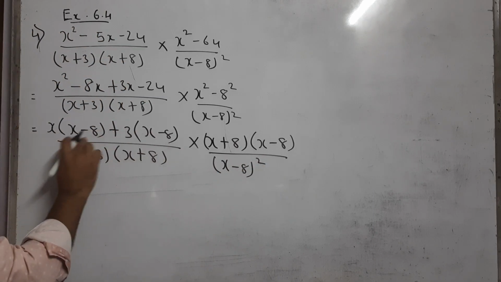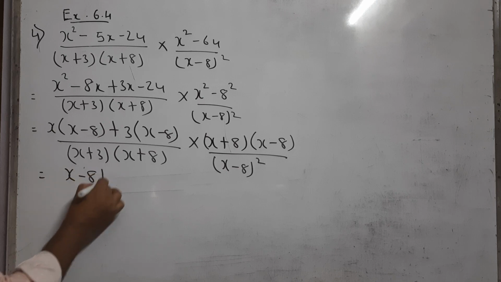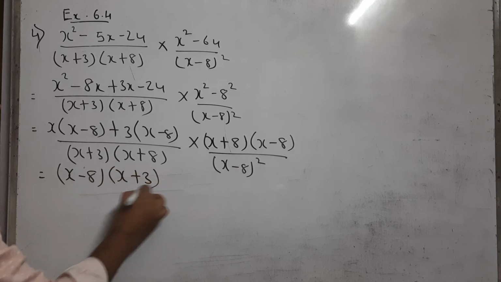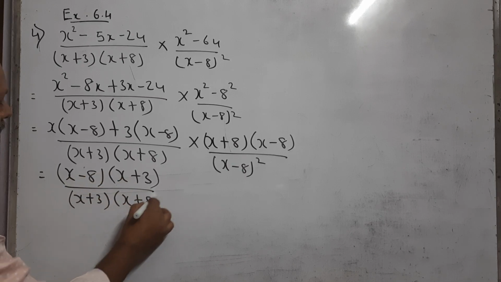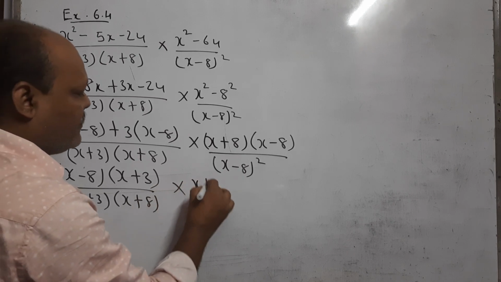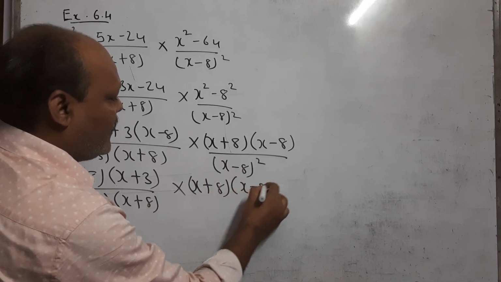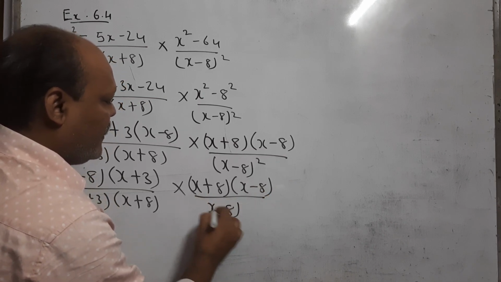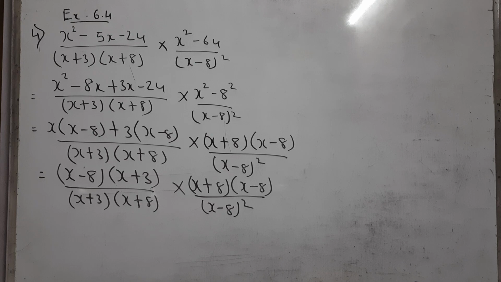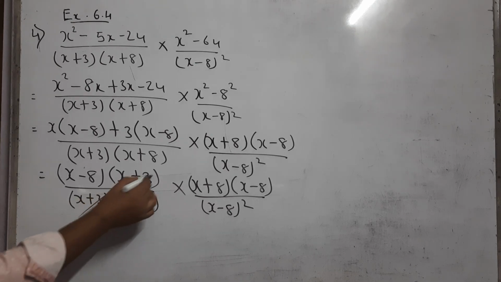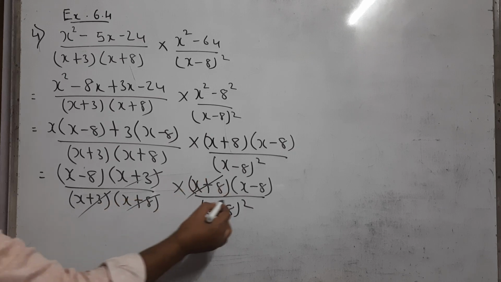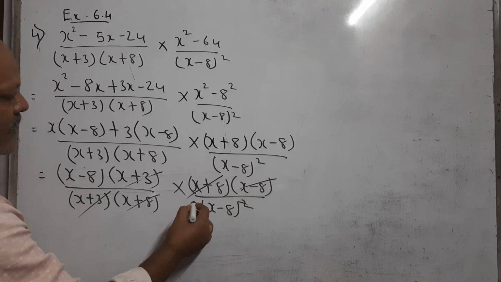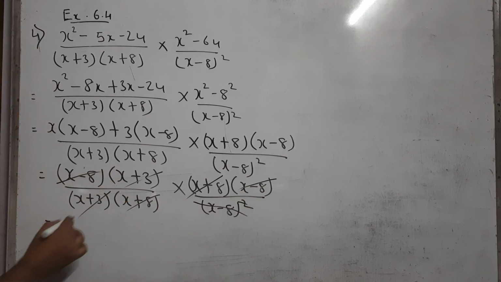Now here we'll combine these two brackets as the same, that is x minus 8, x plus 3, and the denominator x plus 3, x plus 8 into x plus 8, x minus 8 upon x minus 8 whole square. Now we will go for cancellation. X plus 3, x plus 8 get cancelled. X plus 8, x plus 8 get cancelled. Your square is there and this term will get cancelled, and x minus 8, x minus 8 get cancelled. That means all the terms are getting cancelled over here. The final answer will be what? 1.